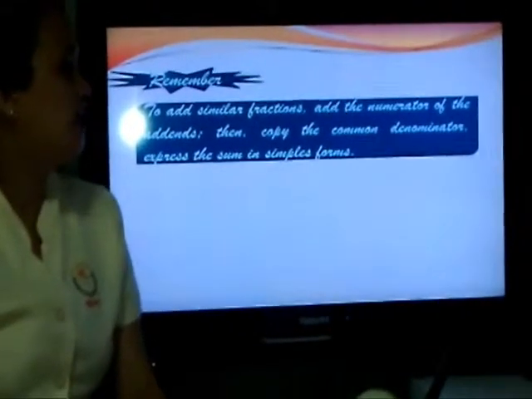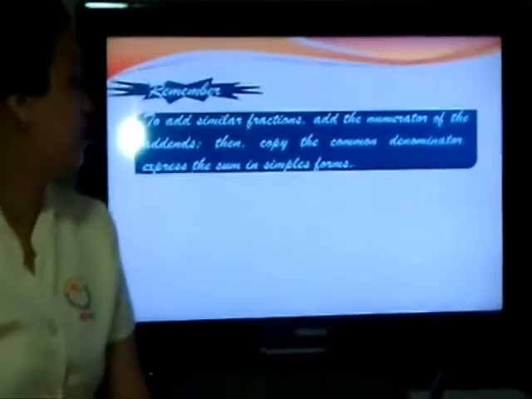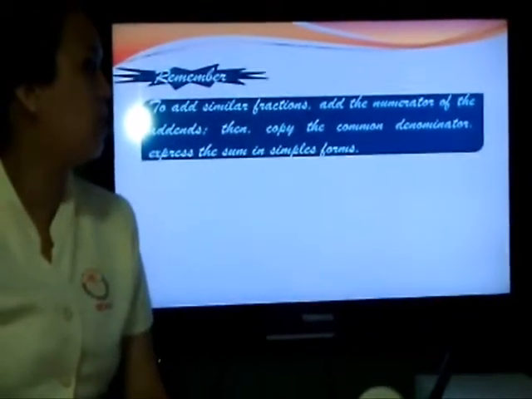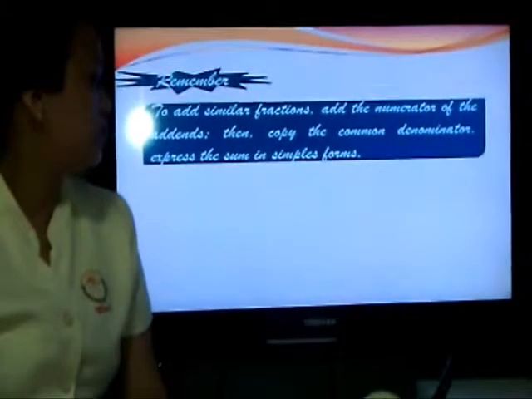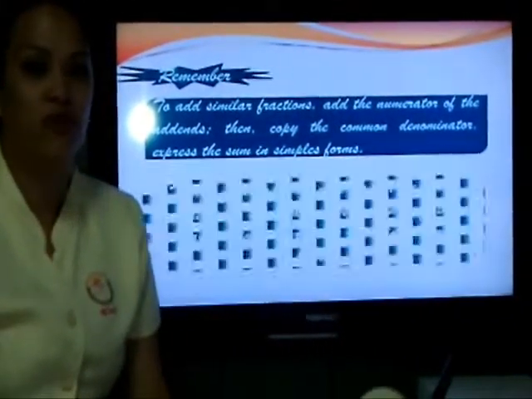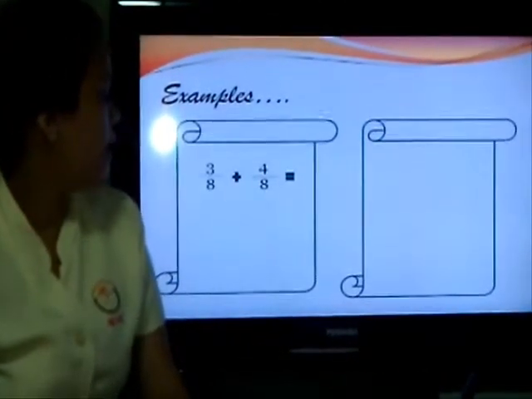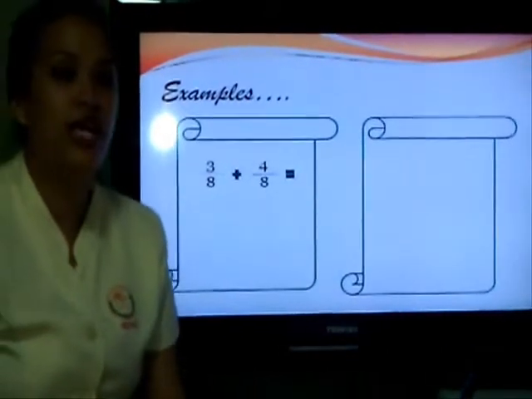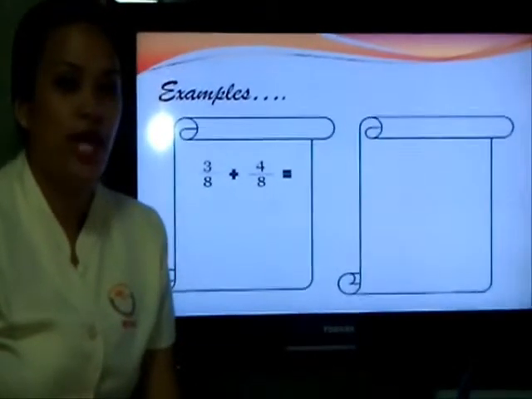To add similar fractions, add the numerators of the addends, then copy the common denominator, and express the sum in simplest form. Let's do this. We have the given numbers 3/8 plus 4/8.